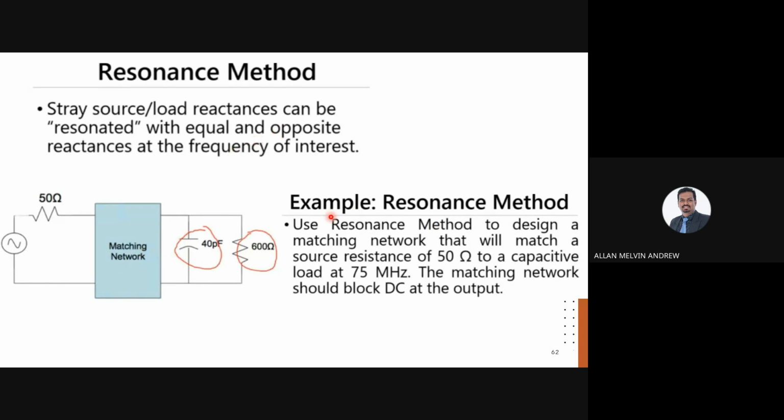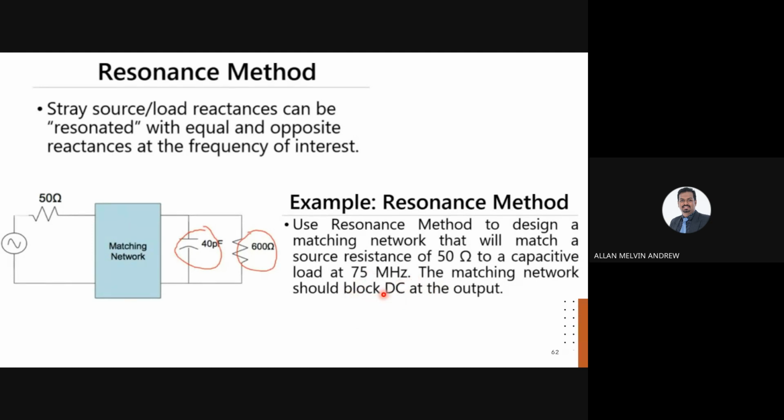Okay, so example, the resonance method. Use the resonance method to design a matching network that will match a source resistance of 50 ohm to a capacitive load of 75. Okay, so the frequency is 75 megahertz. The matching network should block DC. So the question already says it must block the DC current.